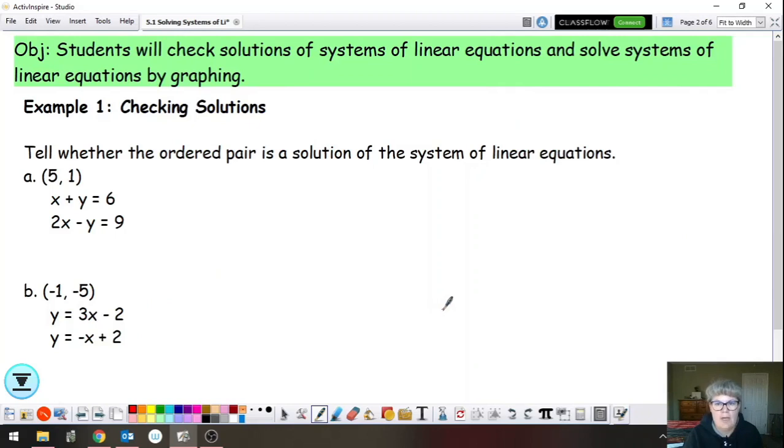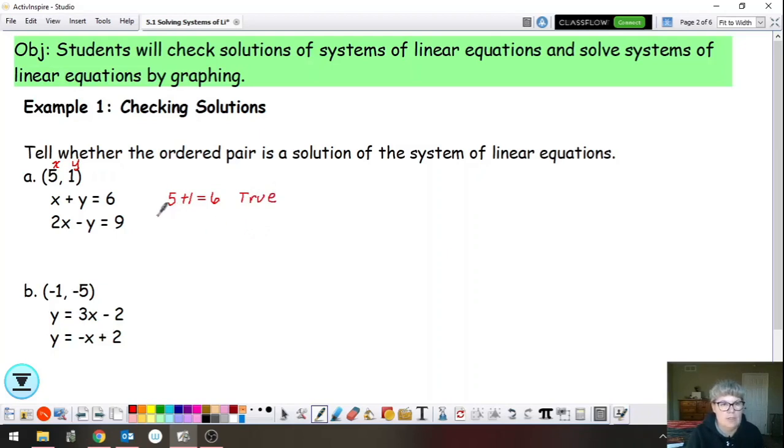Now we can check if a point is a solution to a system of linear equations, and if it is, that point has to be true for both equations. So we need to check it in each equation. So every point has an x value and a y value. So 5 in this first example is x, and 1 in the first example is y. So I would check, does 5 plus 1 equal 6? That's true. So far, the point (5, 1) would be a solution.